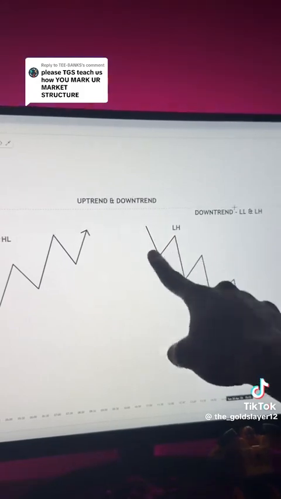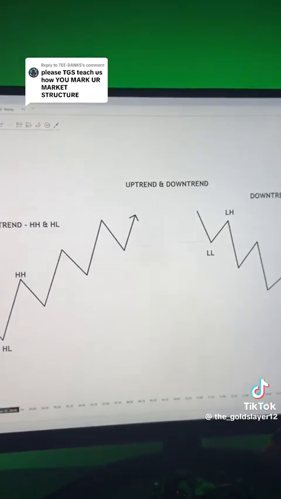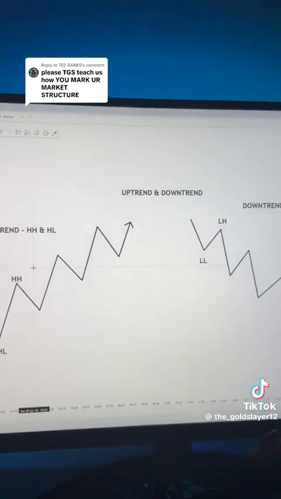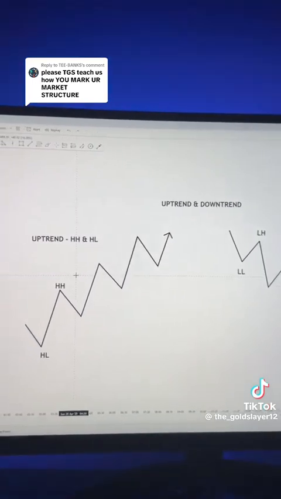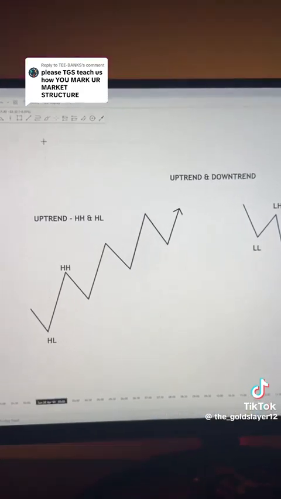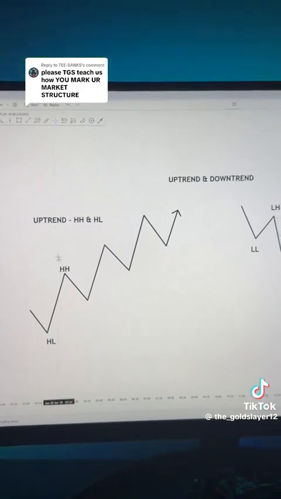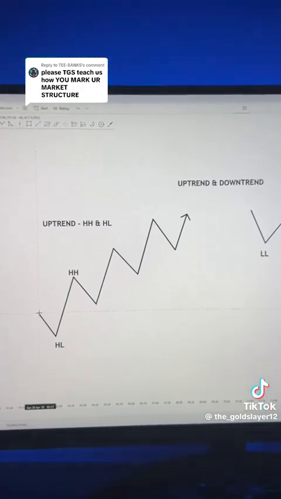It's going lower than the previous low, and this one, lower highs, because it's going lower than the previous high. Do you understand? And then keep this in mind. I'm infusing what we call the break of structure and market structure into this because I saw a similar question on that. Okay, so for this particular one, for the uptrend, you're going to have your break of structure at the break of every higher high.